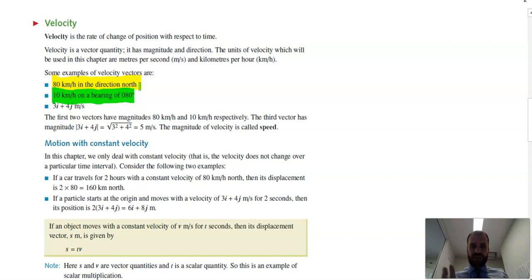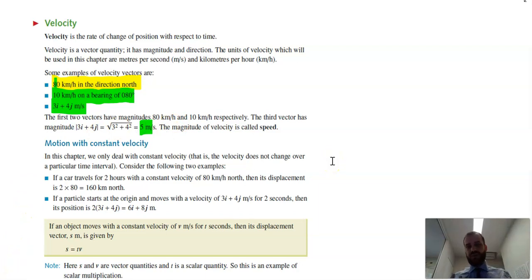That is a velocity because it has a magnitude and a direction. 3i plus 4j meters per second. It's giving us a magnitude and a direction, that vector drawn in component form. Now, each of 80 kilometers and 10 kilometers, that's the speed the thing's going at. If you wanted to know the speed that 3i plus 4j meters per second was, you could just find the magnitude of that vector, which they've done there and found 5 meters per second. So nothing overly crazy there.